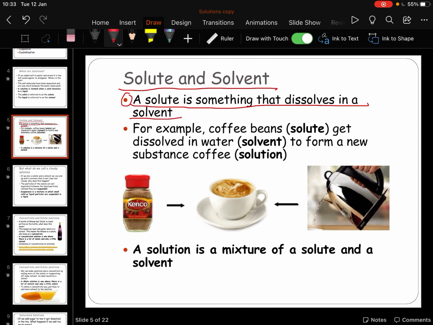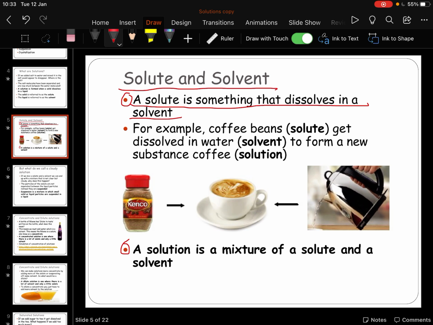Now the example I have here is coffee. So coffee beans, they're a solute. They get dissolved into the solvent, and they form a solution, which is coffee. So this is obviously instant coffee. You put that into your cup, you pour hot water in. Your solute is the coffee, your solvent is the water, and when you mix it together, you get a solution, which is coffee.